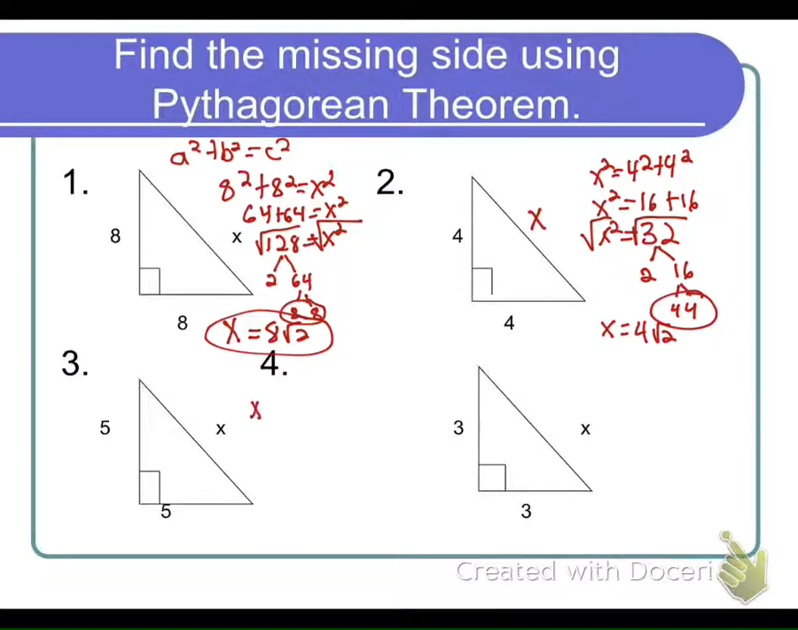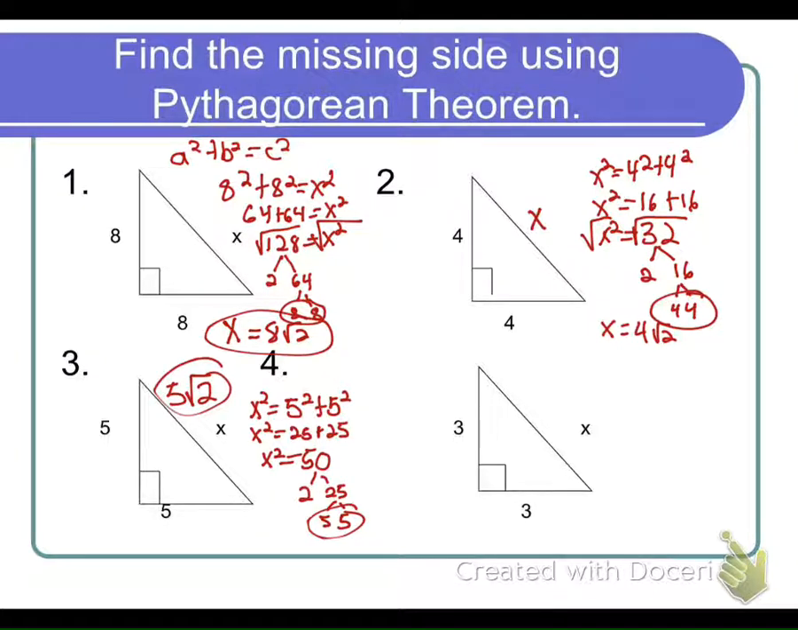Okay, over here we end up with x squared equals 5 squared plus 5 squared. X squared equals 25 plus 25. X squared equals 50. So resuming, we have 50. 50 factors into 2 and 25. 25 factors into what? 5 has a buddy. It comes out. We end up with 5 square root of 2. Nice job.